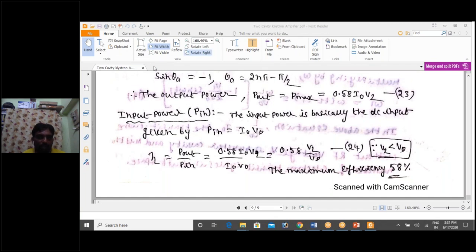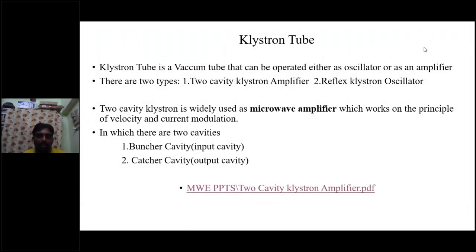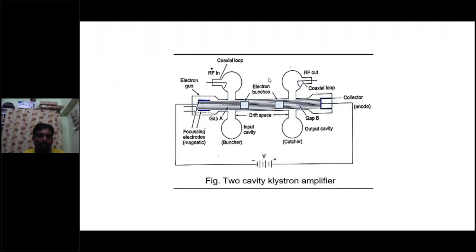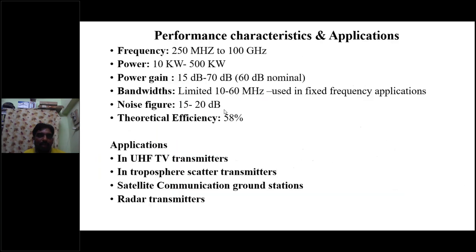Again, we use the same process that we did for the two cavity klystron amplifier. Similarly, we implement it for the reflex klystron oscillator, but the difference is that in the reflex klystron oscillator we measure both input and output using a single cavity device. In that case, we can observe the diagram. This is real time. We can observe it from the textbook diagrams. We can take it from the application diagram.